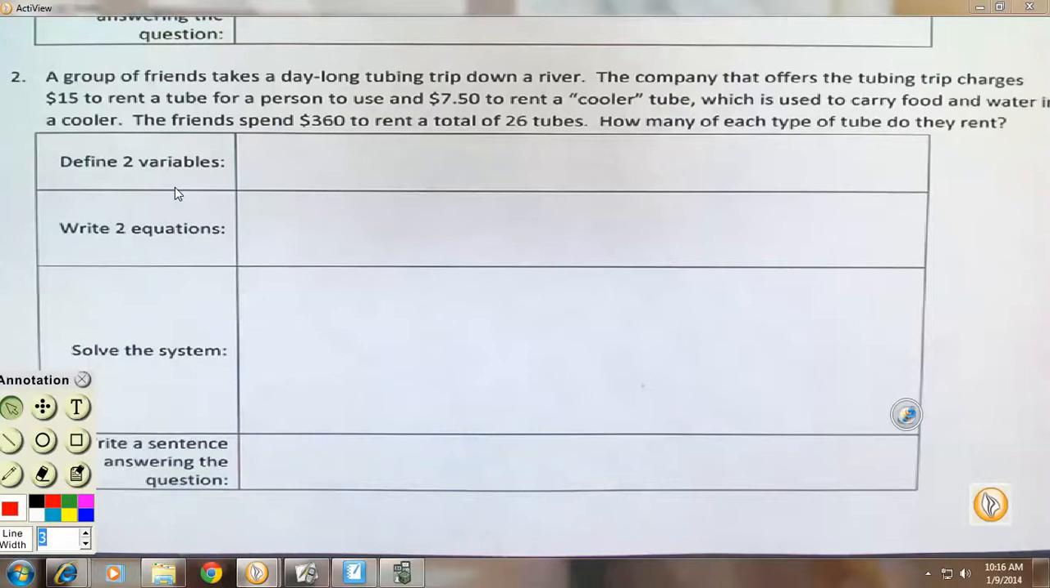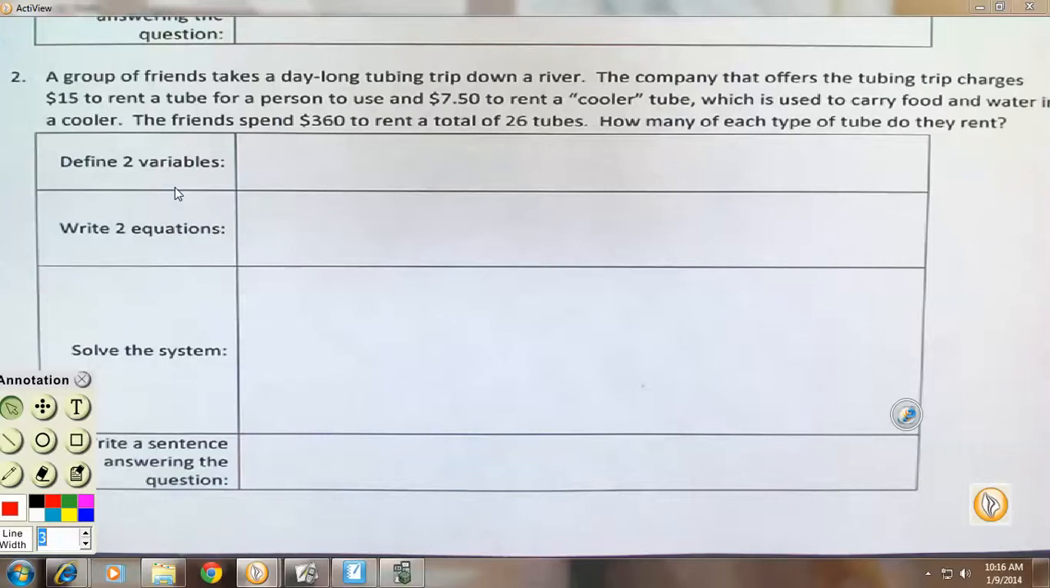Alright. What are they asking us to find? How many of each type of tube did they rent? Well, how many different tubes are there available to purchase? Two. We have the regular tube, and then we have the cooler tube. So there's our X and there's our Y. And if you get those flip-flopped, is it going to matter? No. It doesn't matter. We don't have an independent and dependent variable in this case.